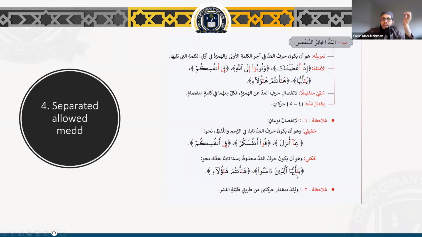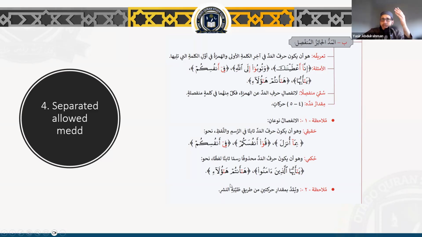Like the word يا أيها, right? It looks like it's in one word, but actually these two are separate words. It's actually يا أيها, but it's written in the Mus'haf as one word. So that's why this is still a separated med, but it's written as if it's in one word, which means the rule of it is, now we read it with 4 or 5 haraka, but if you read the other qira'at of shortening, they read it shortening. Same thing with the word ha'ula.